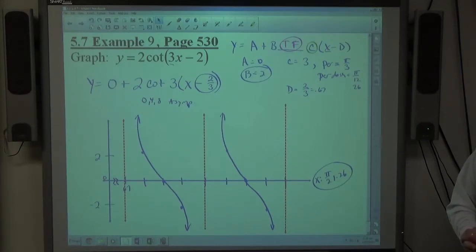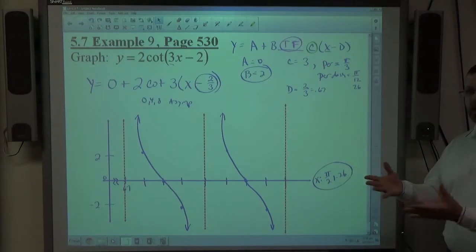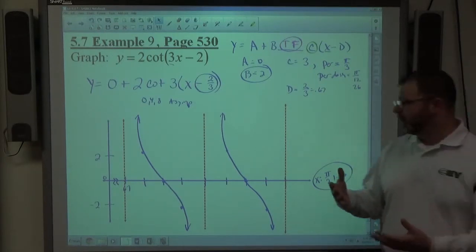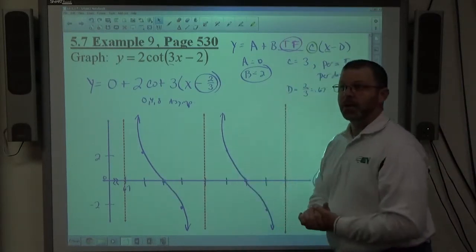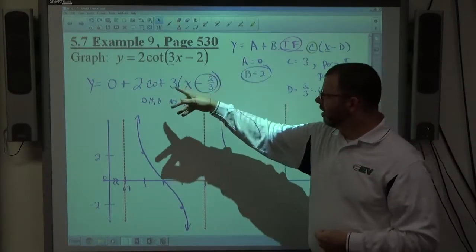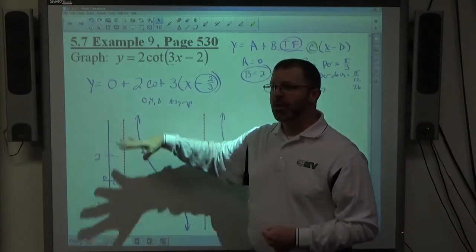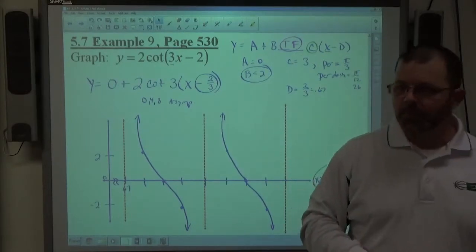That's the key on these problems. And that's the whole problem. So again, it's graphing a cotangent graph as it was, but it just slid over to the right a little bit. That's what the phase shift did. There is no centerline movement, so it didn't move up or down from normal, but it did move to the right.